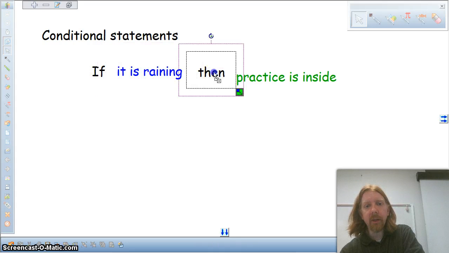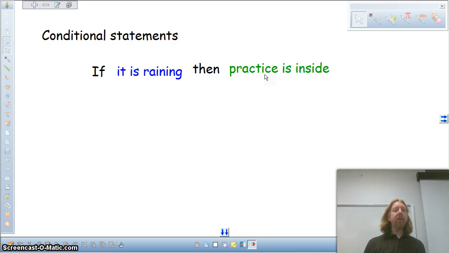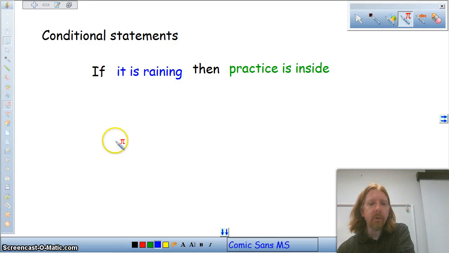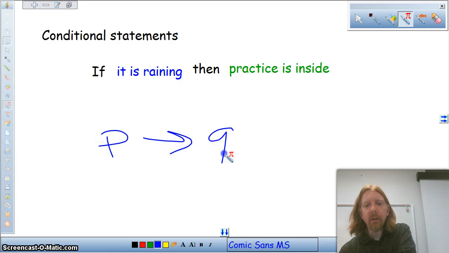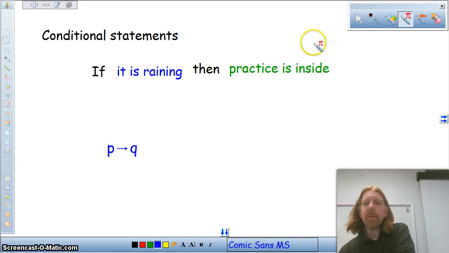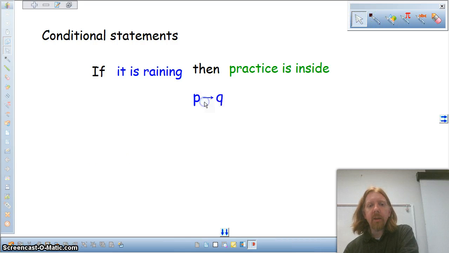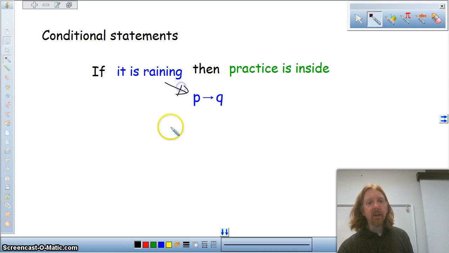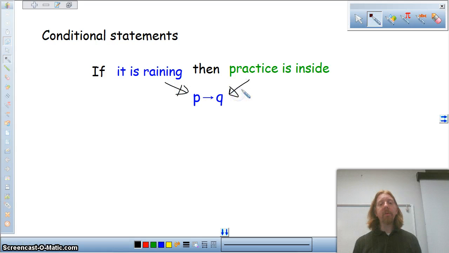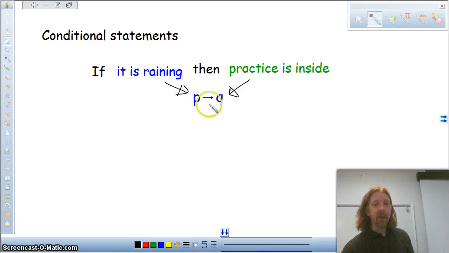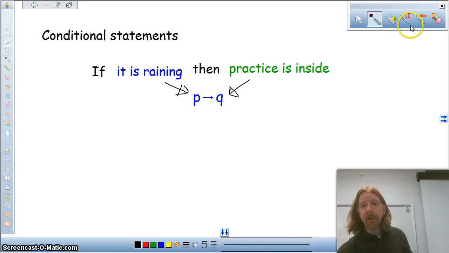Now I have a nice, neat statement. So the idea is that raining causes a result. If P, then Q. And you'll see that a lot in our notation. If P, then Q. What that represents symbolically is this statement. And in this statement, the letter P represents the idea that it's raining. The letter Q represents the idea that we are going to be practicing inside. So rain leads to, thus the arrow, practice being inside.